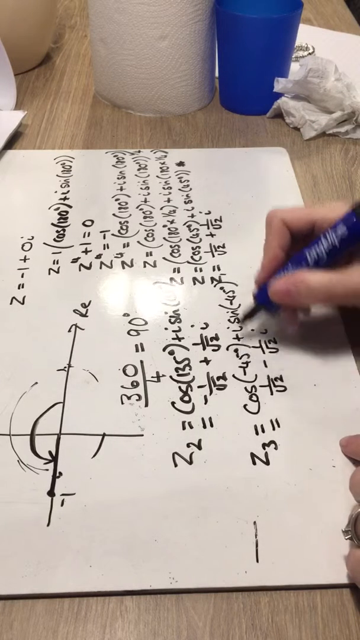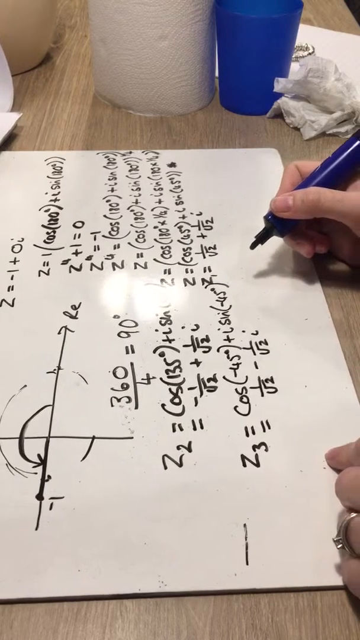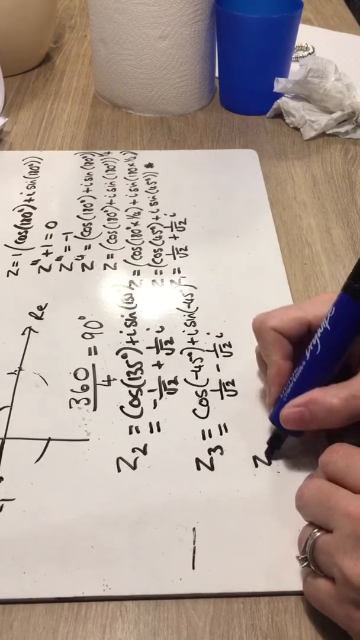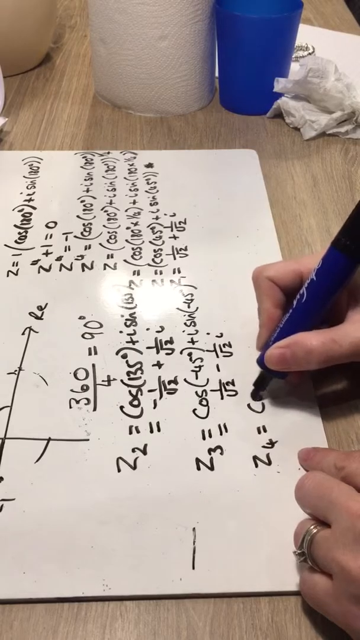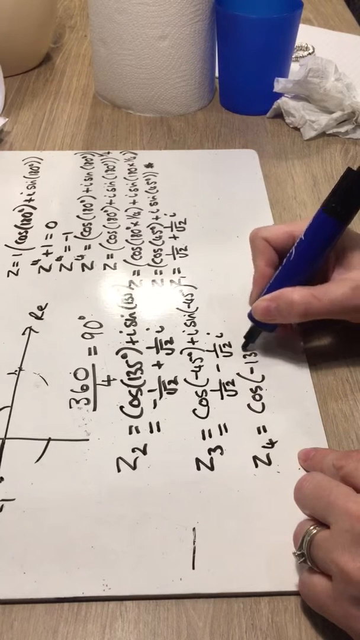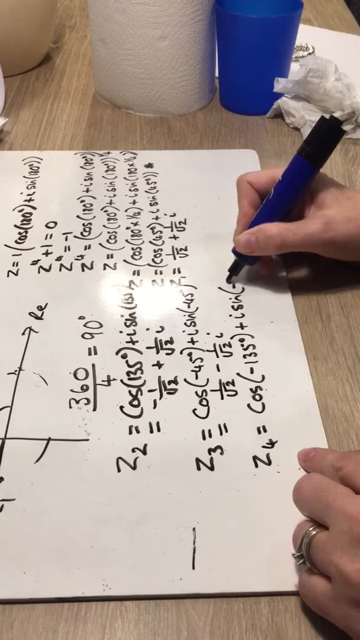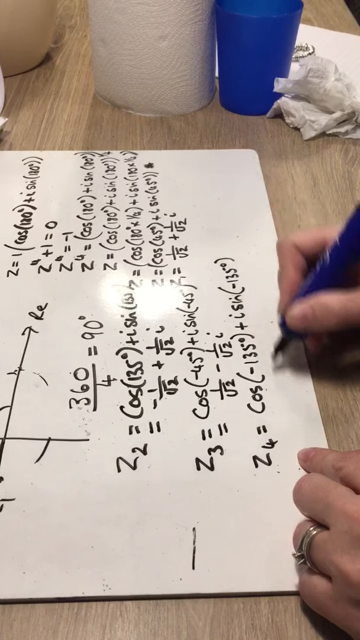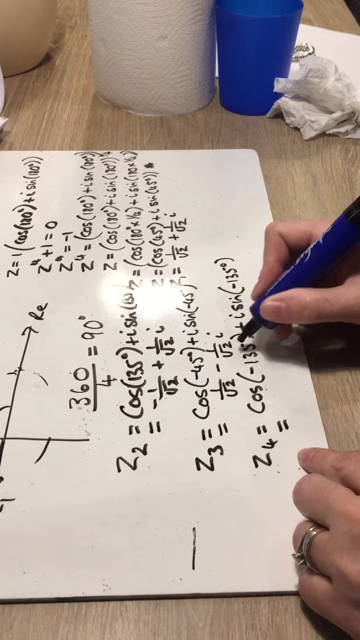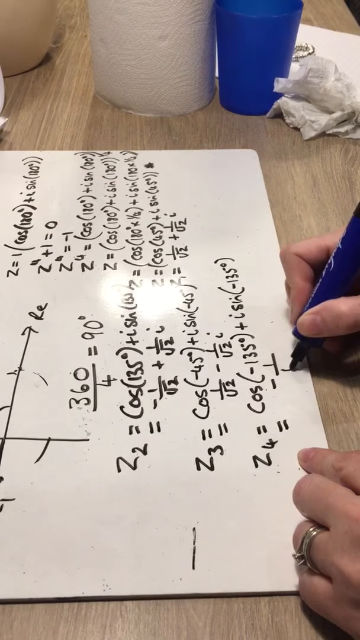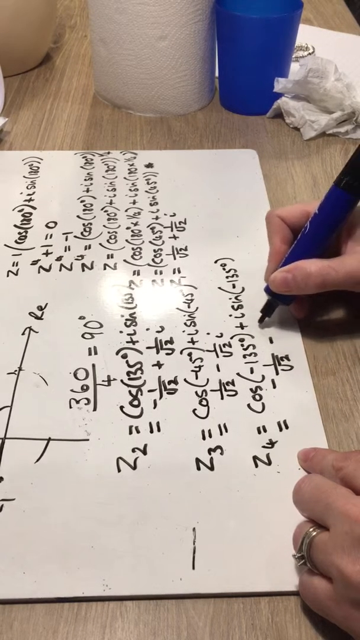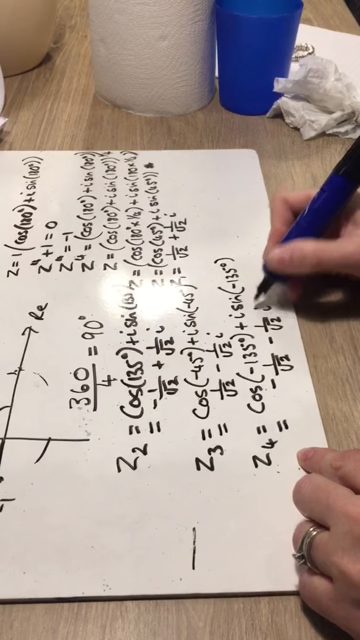So if I subtract 90 from this root to get Z4, then I'm going to get cos of minus 135 degrees plus i sine minus 135 degrees. And working out what that is, it's minus 1 over root 2 minus 1 over root 2 i.